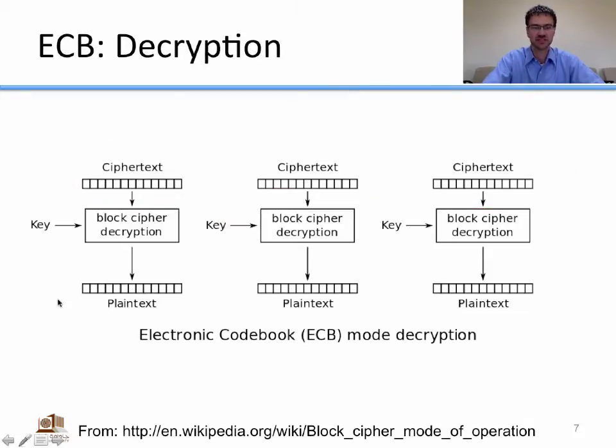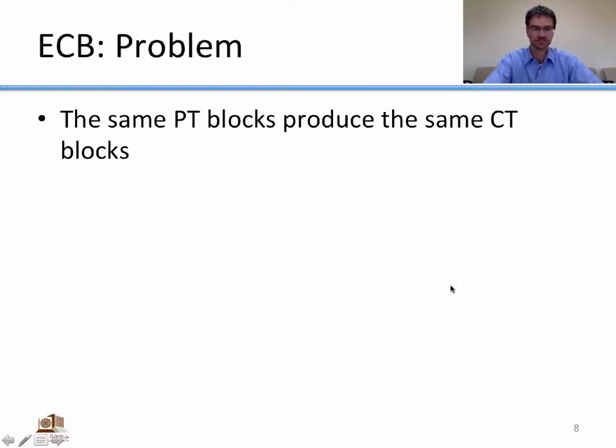Now, decryption of this is just doing the opposite, which is what you would hopefully expect. You take the individual ciphertext blocks, you decrypt them using the key, and you get back the original plaintext, which you then put back together in order to get the original file. So ECB is the straightforward, simple approach, but it has some problems.